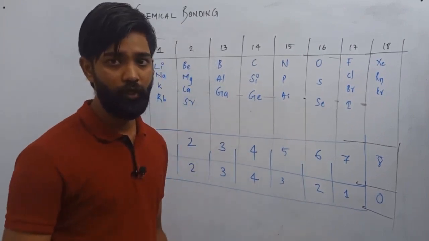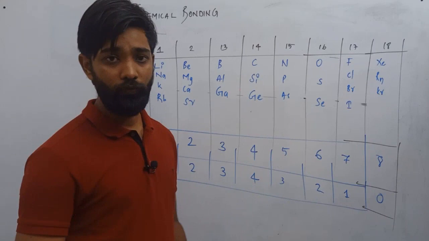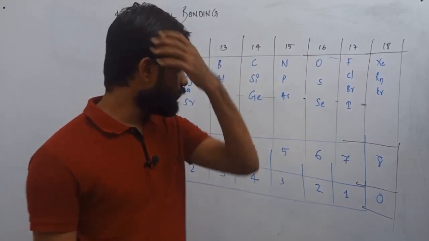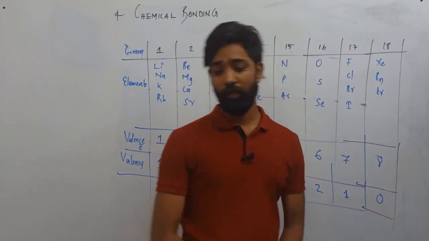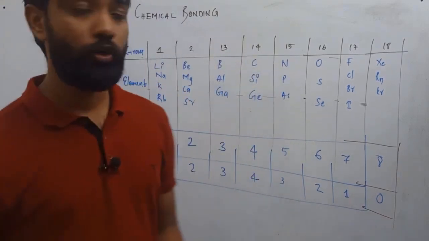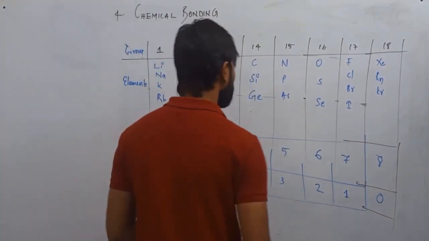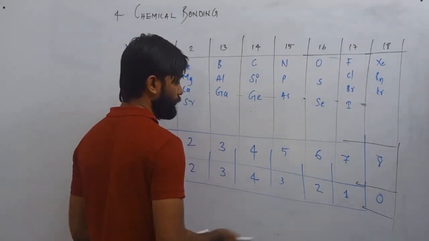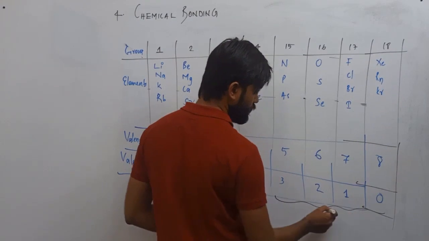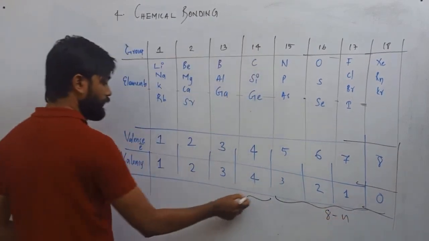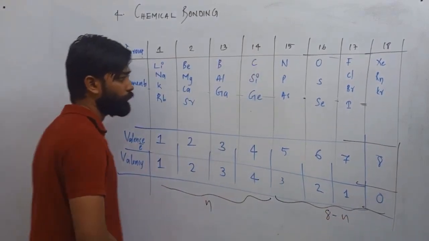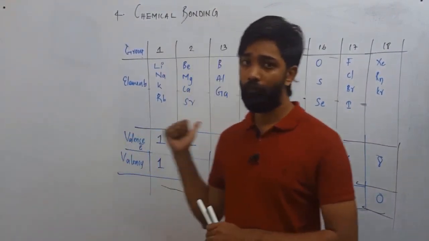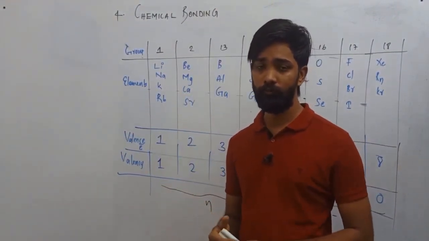Okay, you know the definition of hydrides: hydrides are the binary compounds of hydrogen with all elements except noble gas. So the valency of noble gas we can consider as 0, because the combining capacity of noble gas and hydrogen is 0. So from here the formula is 8 minus n, and up to this much the formula is n. Okay, this is very important. You have to study this by heart.